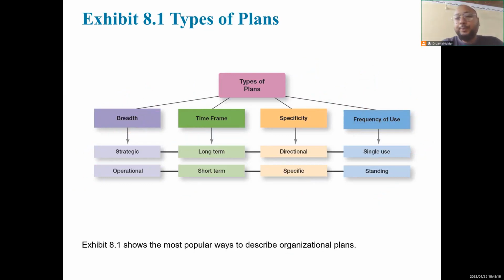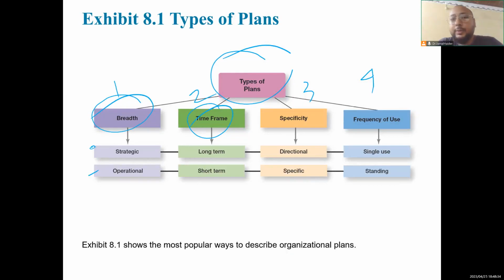So you see the plans based on four variations, 1, 2, 3, and 4. Remember breadth, we have strategic and operational. Time frame, we have long term and short term. Specificity, directional and specific. Frequency of use, single and standing.